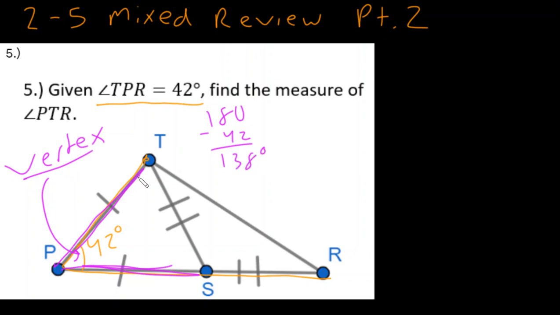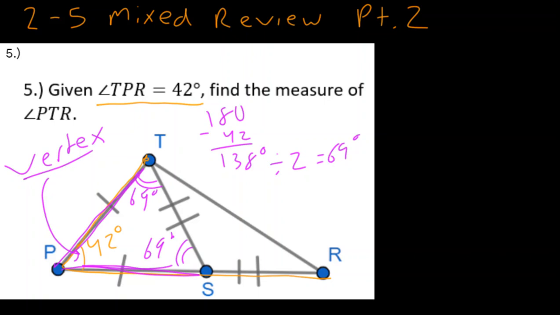And now remember, these two base angles are actually congruent to each other, so we can divide this by 2. 138 divided by 2 is 69 degrees. And I'll even write it right there, 69 degrees.